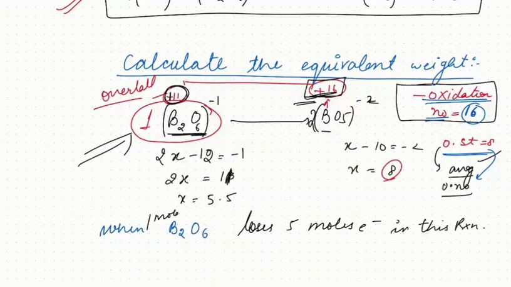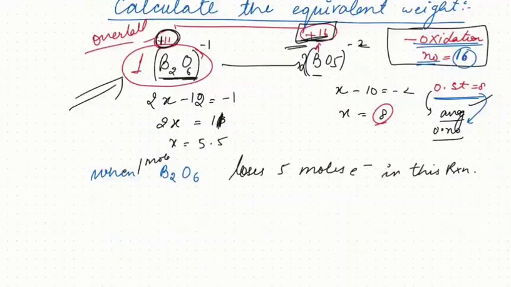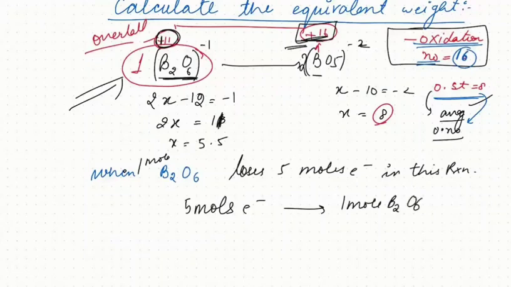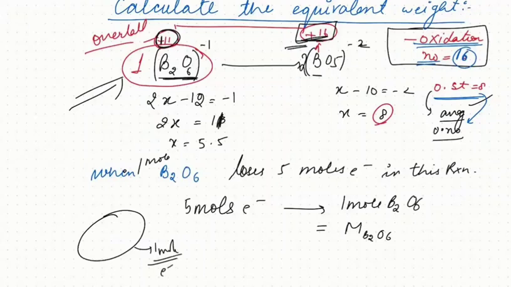Do you understand? Yes. And then what happens? You tell. When 1 mole of B2O6 loses 5 moles of electrons, so you say that 5 moles of electrons are lost by 1 mole of B2O6. Let's say 1 mole of B2O6 has mass M, the molar mass of B2O6. Yes or no? What is equivalent mass? The mass of the substance which loses 1 mole of electrons. Did we learn that? What is equivalent mass? Mass of a substance which loses 1 mole of electrons.